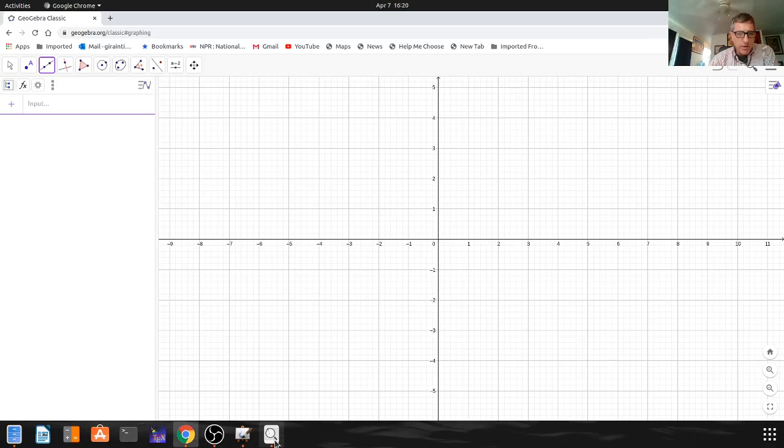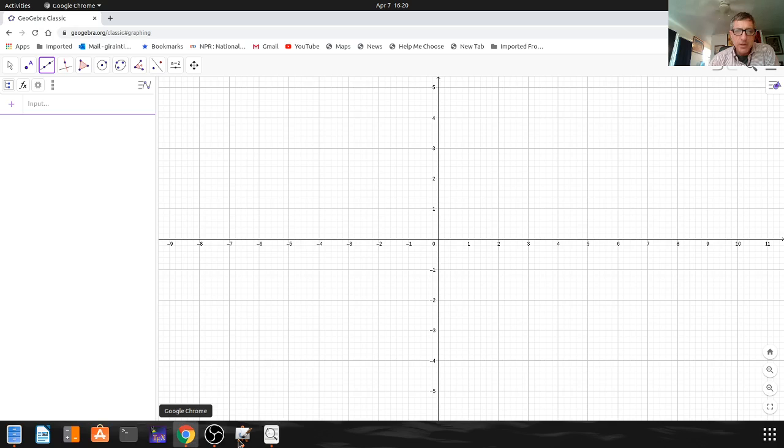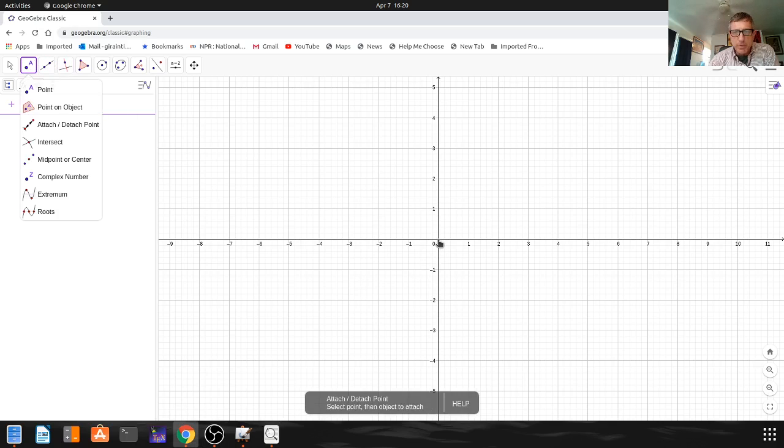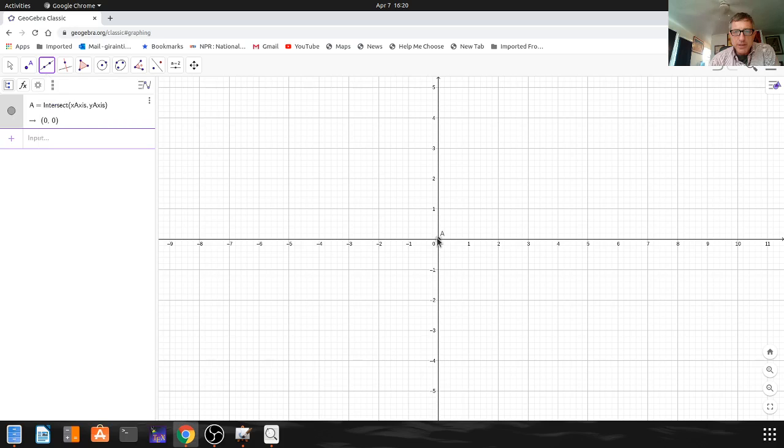So let's start on section 10.4, and it has to do with slope and rate of change. Just a reminder, earlier I said if I have a point, and I'll put the point right here at the origin, and we noted that with a single point, if that's all we have, there's literally an infinite number of lines that can go through it. But notice these lines are distinguished by something we're going to call the slope.